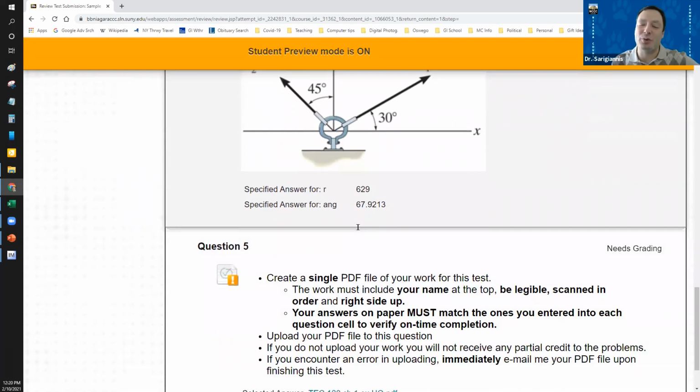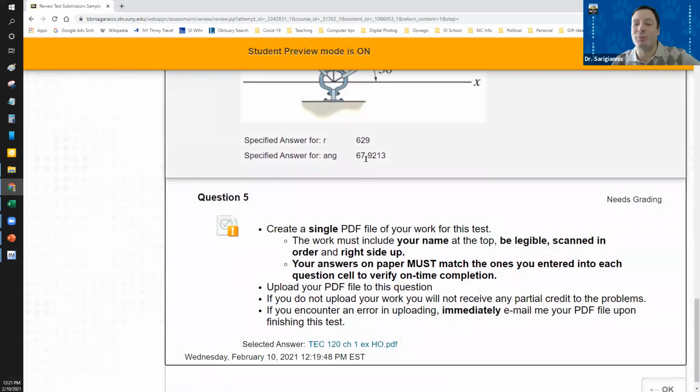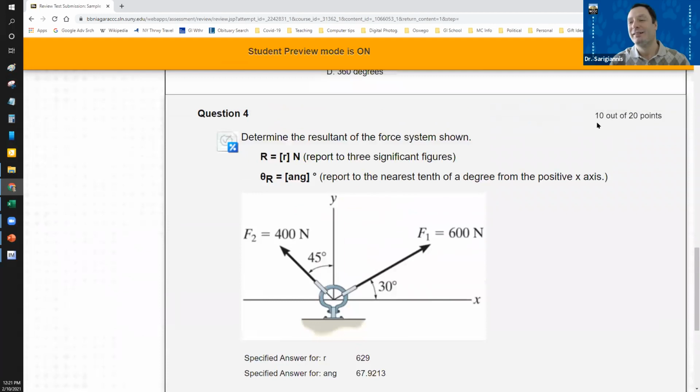And that's what I do when I look at the PDF file. I look at the work, and from here I could see, oh yeah, they got the right answer, they just didn't round, right? And I would just go in and mark this and say, okay, that's 20 out of 20 points.